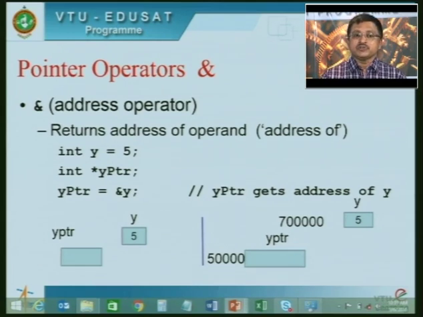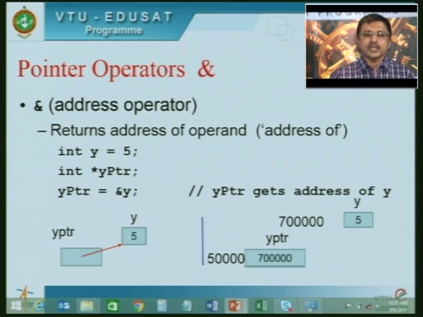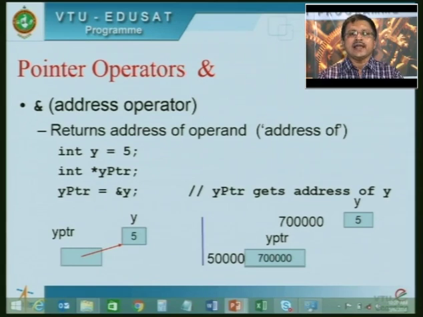In the third statement, when we said y pointer is equal to ampersand y, so now guess what should happen. Ampersand y is an operation on variable name y, and what does that operator do? It returns the address of the operand. So, y has an address of 7 lakh, and that is exactly what it does. When you say y pointer is equal to ampersand y, the contents of y pointer, which was earlier empty or unknown, now has a clear value of 7 lakh, which is the address of variable name y.